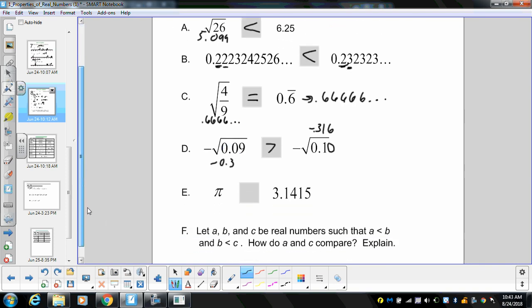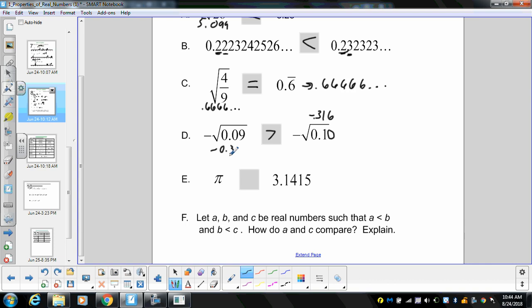All right, so we look on to E. We see 1 is pi, and we see 1 is 3.1415. You might think, all right, well, that's what pi is, because that's what we've rounded it to for so long, they must be equal to each other.